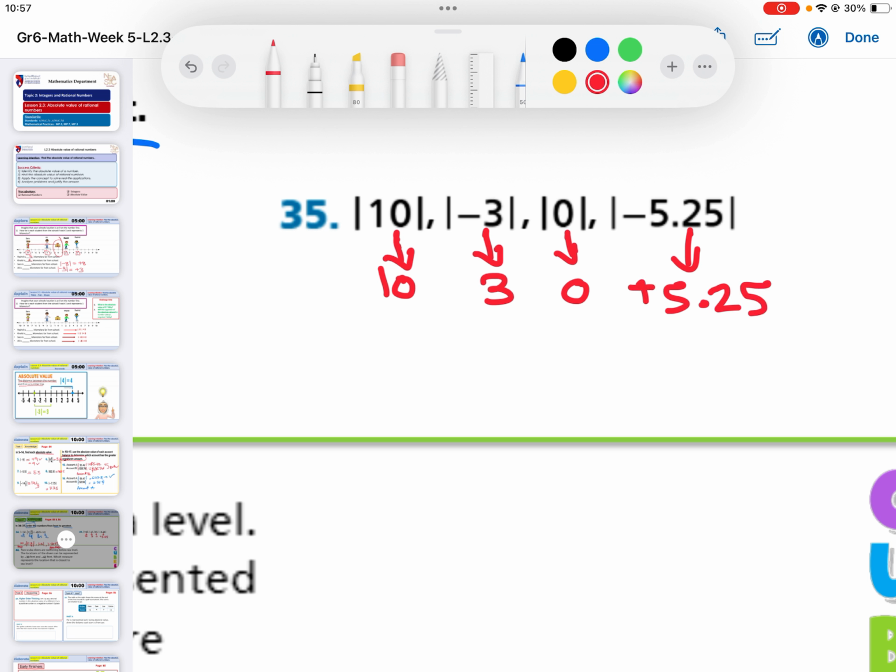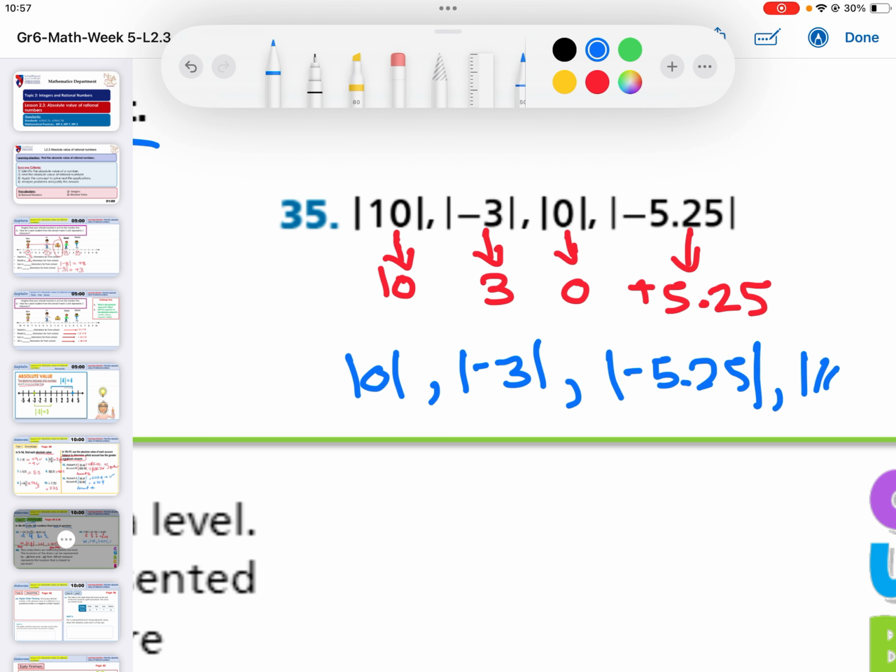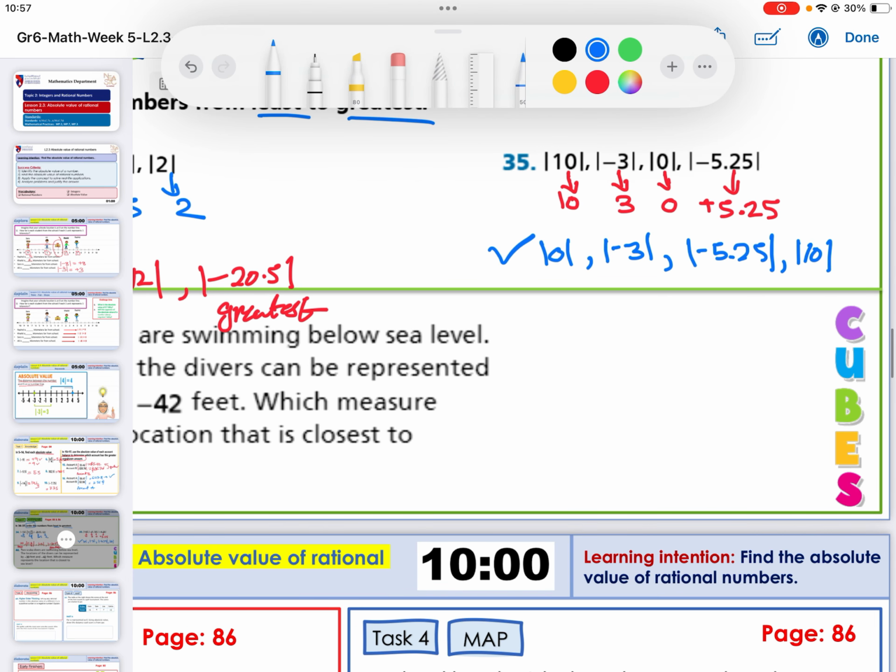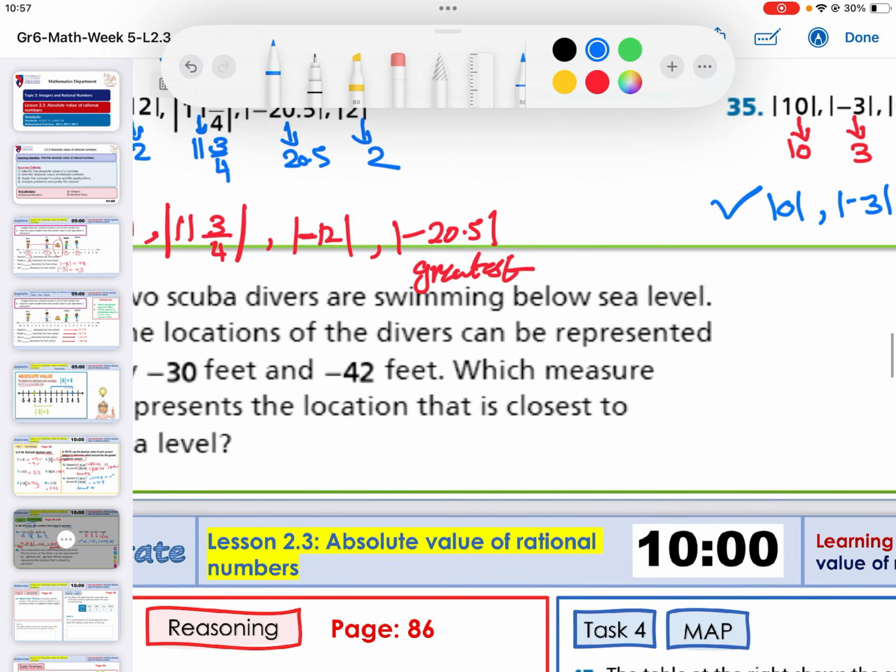And now let's order them from least to greatest. The least one will obviously be the absolute value of 0. Then we have the absolute value of negative 3. Then the absolute value of negative 5.25. And finally, the absolute value of 10. And that's it. Now, let's move on to solving some real-life applications.